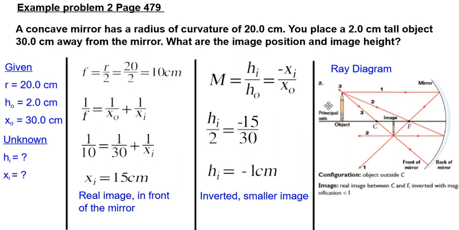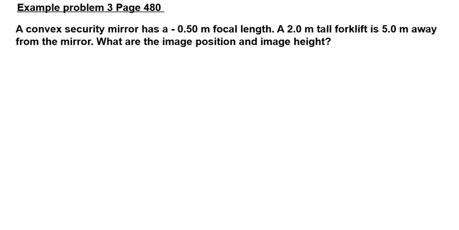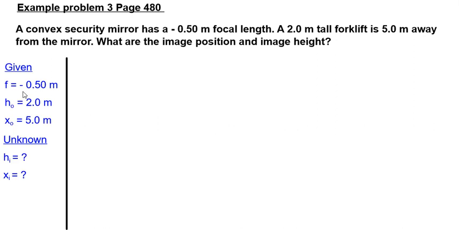Now, what will happen if we use a convex mirror? It's going to be the same procedure. Let's see example problem 3, page 480 in your book. A convex security mirror has a negative 0.50 meter focal length. A 2 meter tall forklift is 5 meters away from the mirror. What are the image position and the image height? So again, the given are f equals negative 0.50 meters. Of course it's negative because the mirror is a convex mirror.